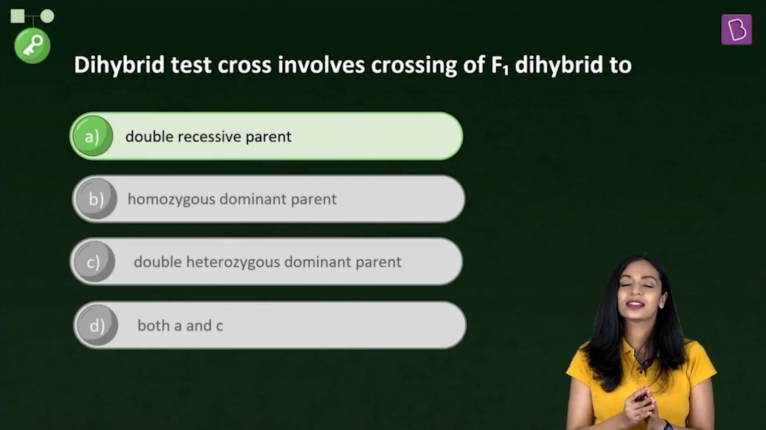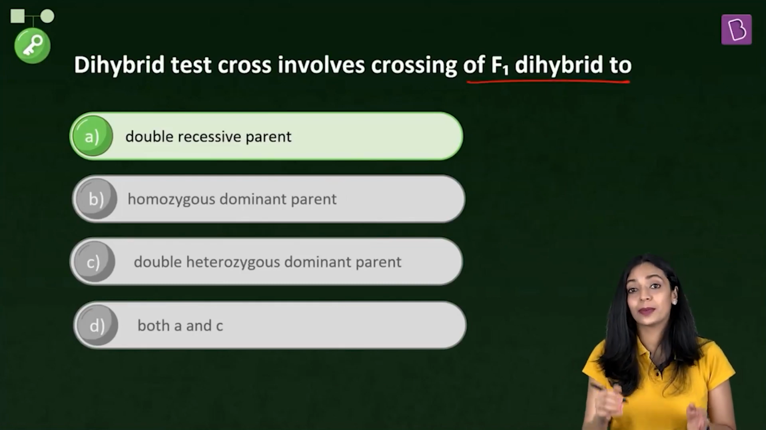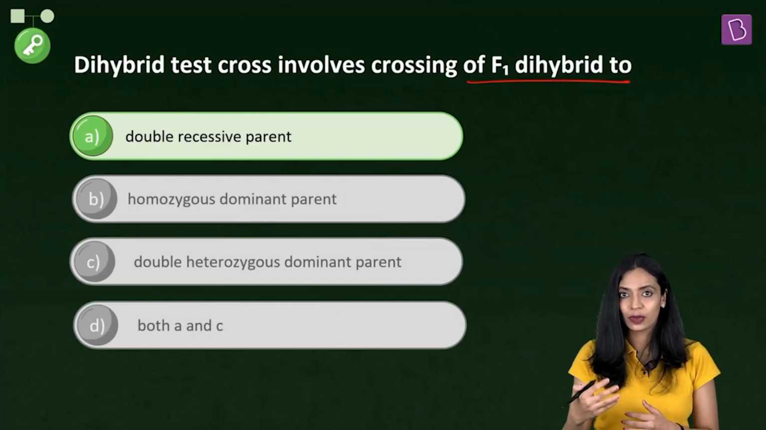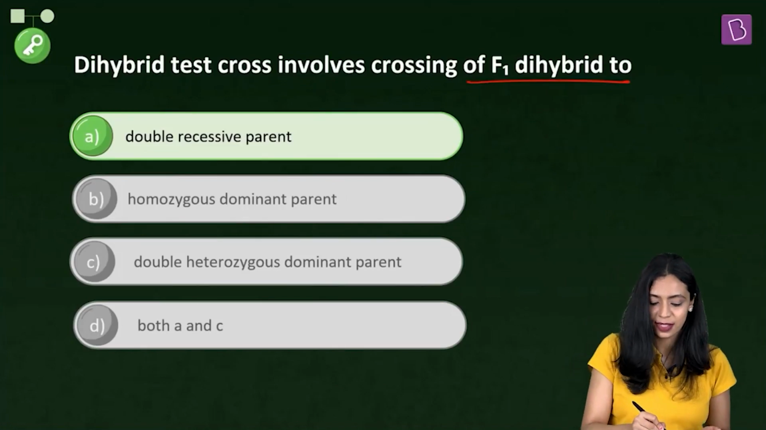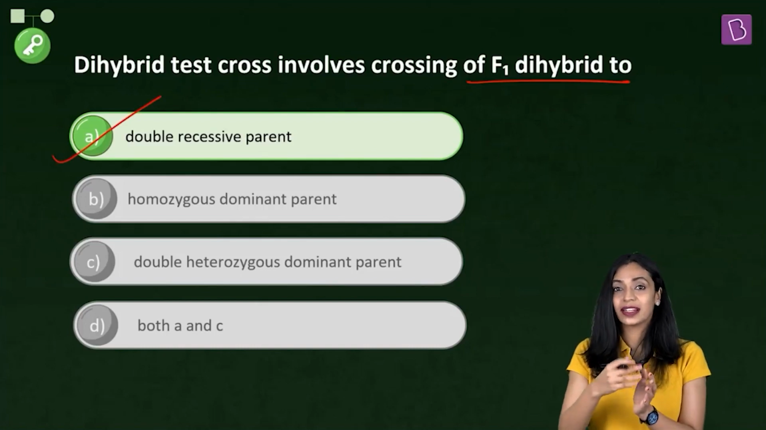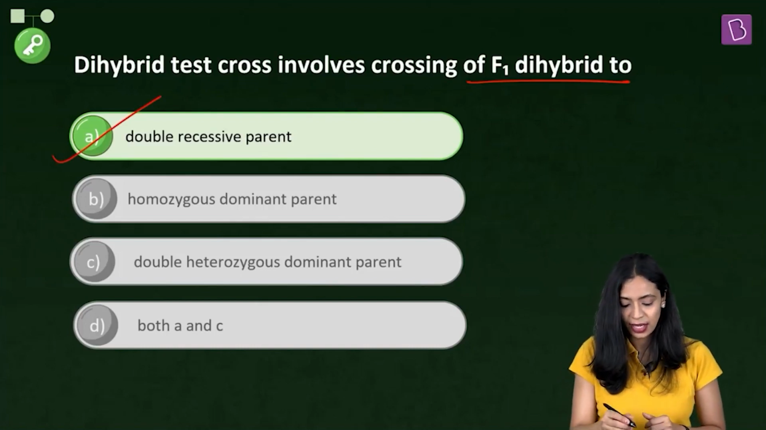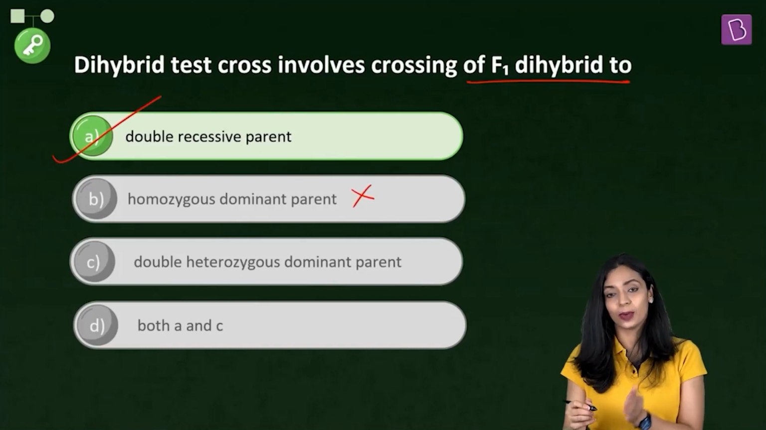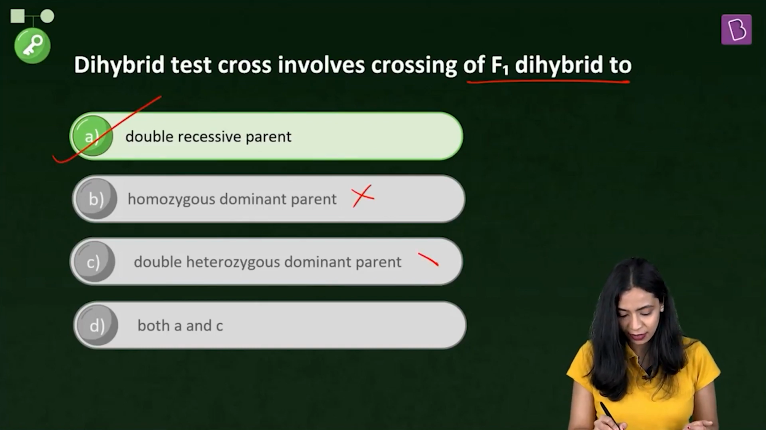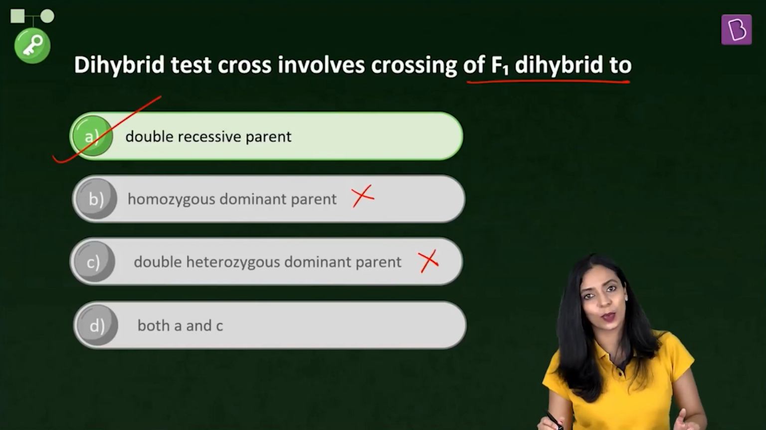So here we were asked, in a dihybrid test cross, the F1 dihybrid is crossed with what? Which of the following options? So the correct answer is it is crossed with a double recessive parent, which means it is homozygous. It carries homozygous recessive genes for both the characters considered. It's neither the homozygous dominant parent nor the double heterozygous dominant parent. The correct answer to this question is option A.